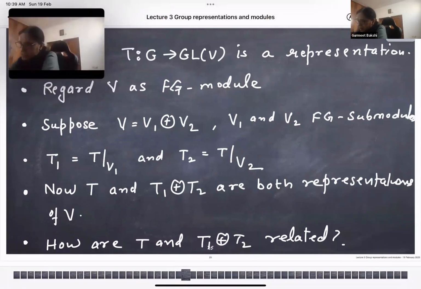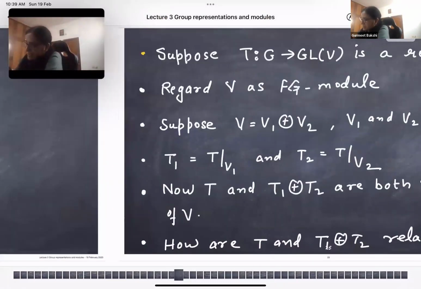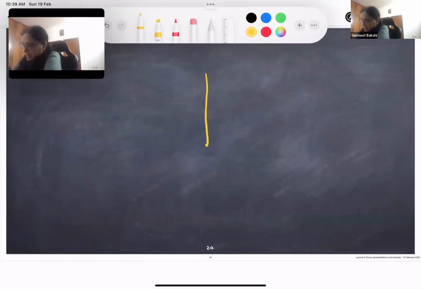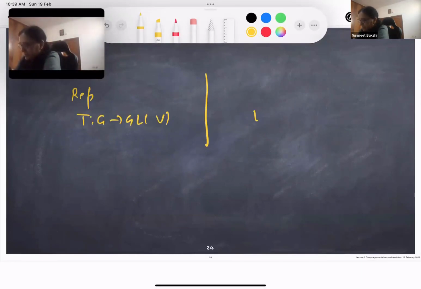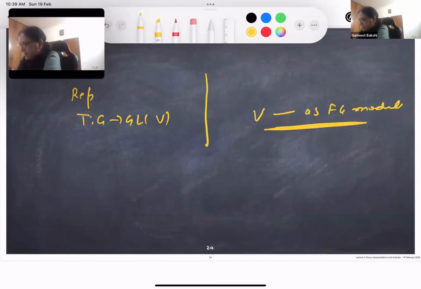All right. Now, I have gone from representations, G to GLV, to V as an FG module. Now I will use this theory of modules, and I will see when can I decompose this V as a direct sum of FG modules. When is it possible for me to decompose V as a direct sum of FG modules? These are so-called semi-simple modules. I will just describe them briefly.